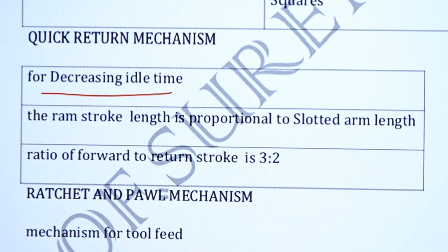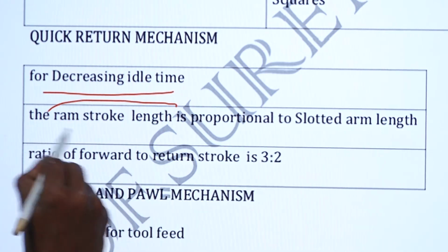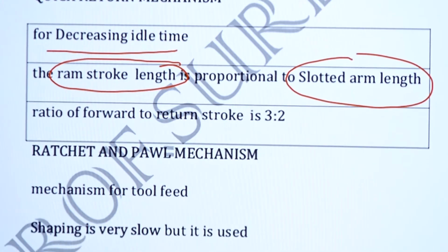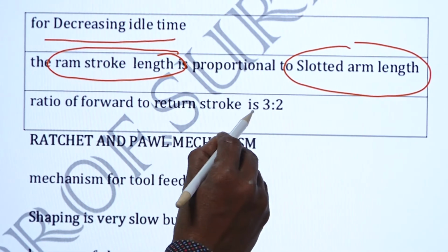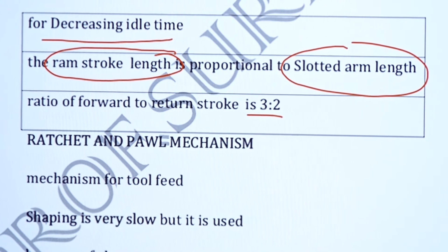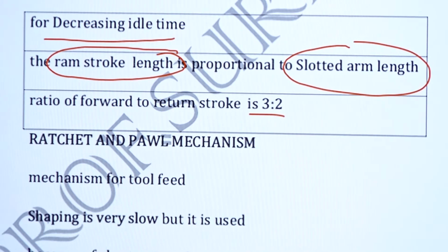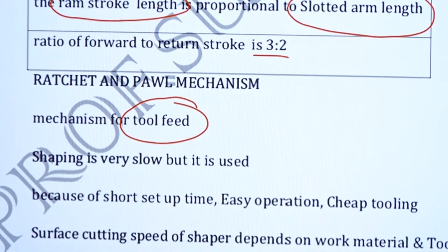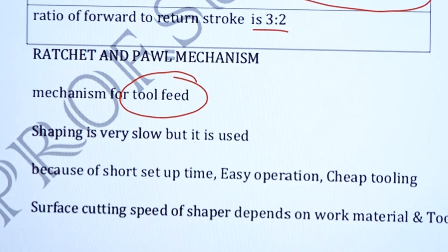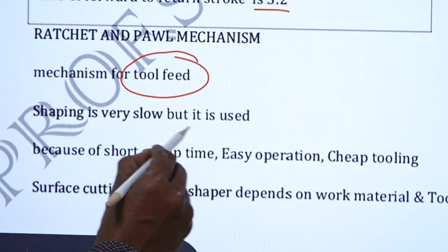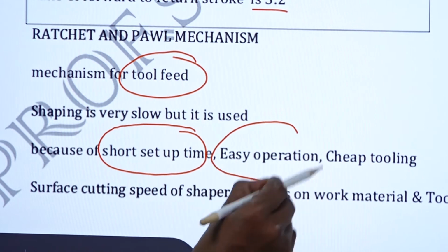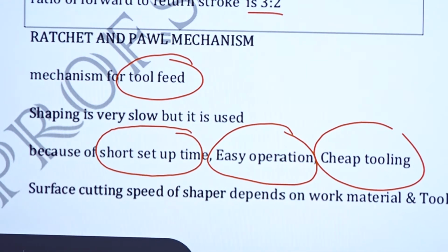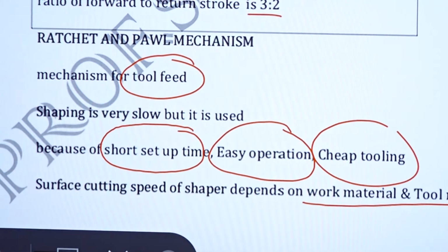In quick return mechanism, the ram stroke length is proportional to the slotted arm length. The usual quick return ratio of forward to return stroke is 3:2. In some cases 2:1 may also be used. The ratchet and pawl mechanism is used for tool feed. Shaping is very slow, but it is used because of the short setup time, easy operation and cheap tooling. The surface cutting speed of the shaper depends on both the work material and the tool material.